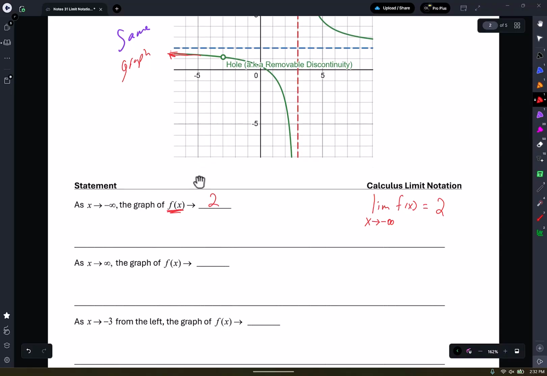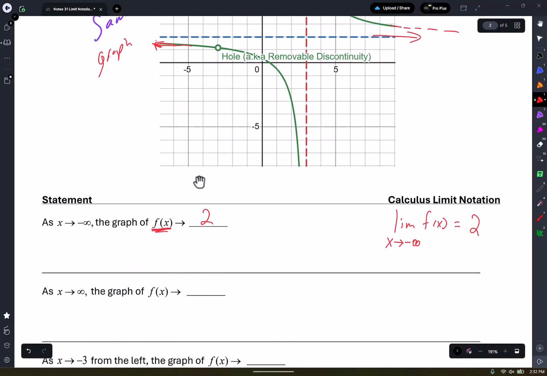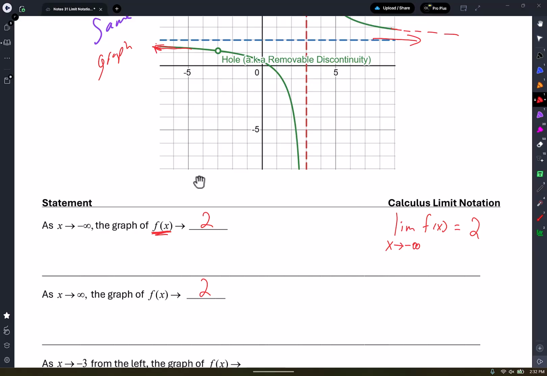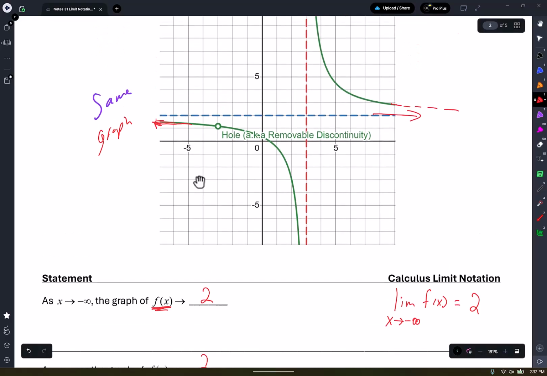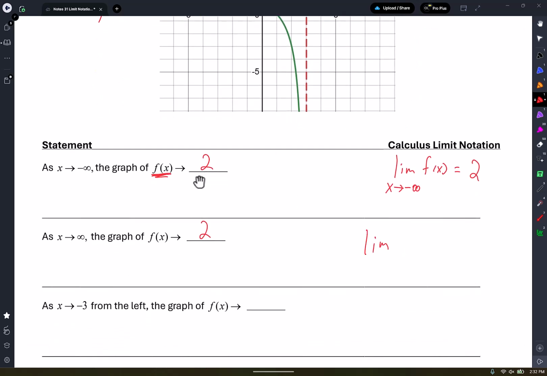Limit as x approaches infinity. Well, if I approach infinity, what is the y value approaching? The same thing, 2. As x approaches infinity, the y value approaches 2. So again, the limit as x approaches infinity of this function equals 2.